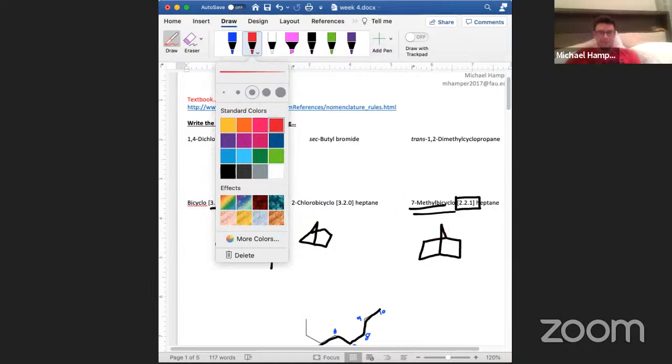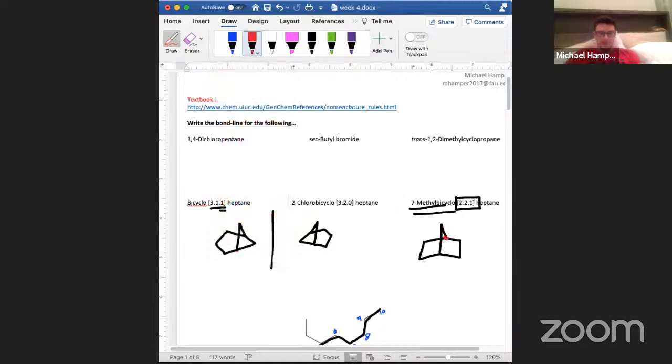Bridgehead. So let's arbitrarily pick this one. If that's number 1, is there any longer side to this molecule that we need to consider, or can we go to either side? They're all the same.